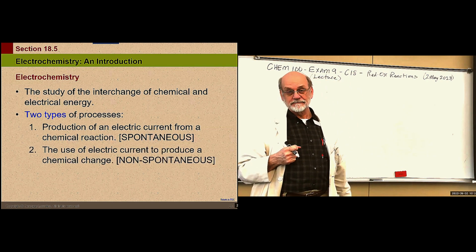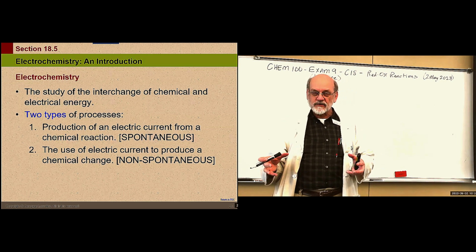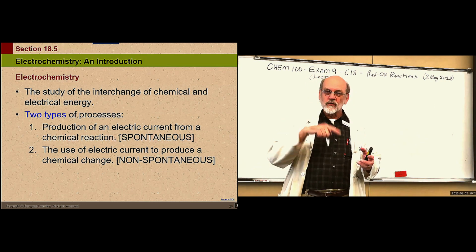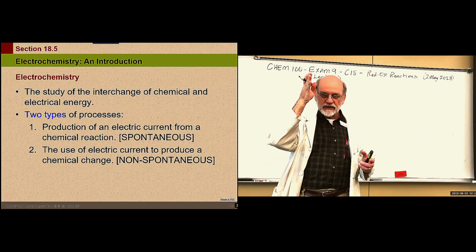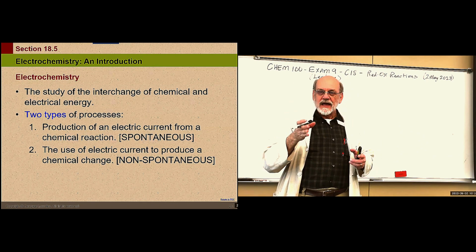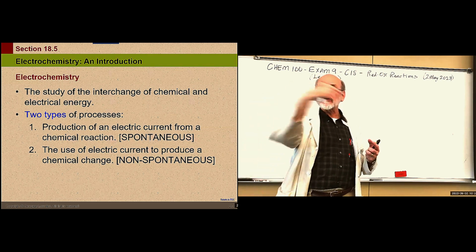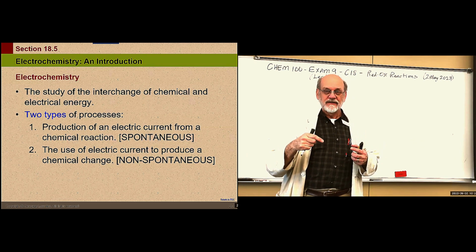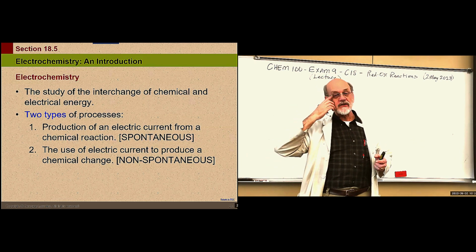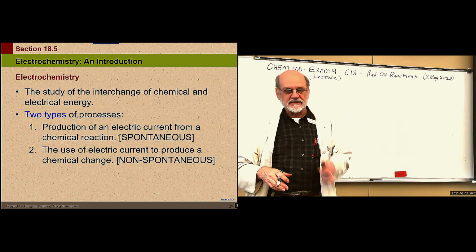On the other hand, if we separate those two half reactions and we want the electrons to go the other direction, then we need to put in between them a voltage source, a source of electricity that will drive the reaction, the electrons backwards, the way they don't want to go. Then you reverse the reaction. That's not spontaneous. So those are the two possibilities.